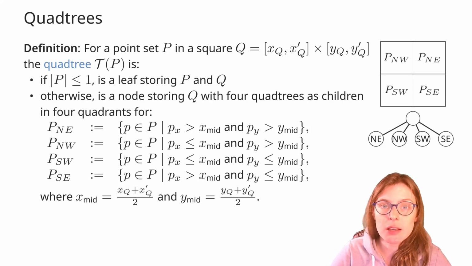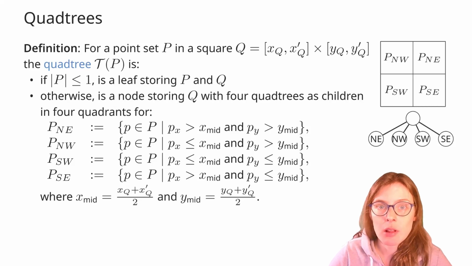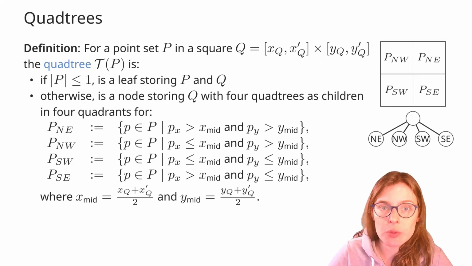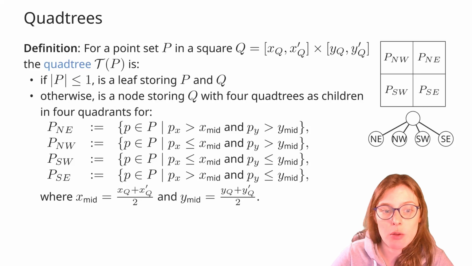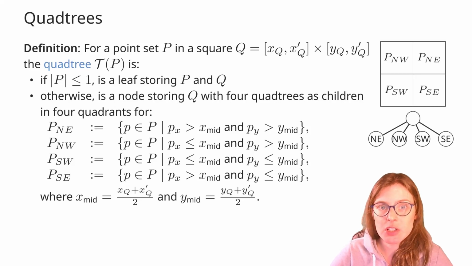And if the point set consists of more than 1 point, then we will partition it into 4 smaller squares. The quadtree in this case is a root with 4 children corresponding to the 4 smaller squares, which we will denote corresponding to the directions north, east, west, and south. The point set will be partitioned by these squares into 4 subsets.